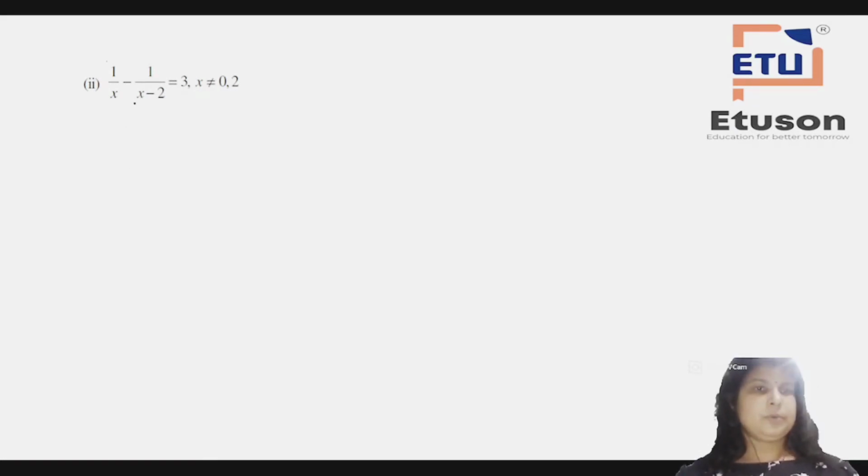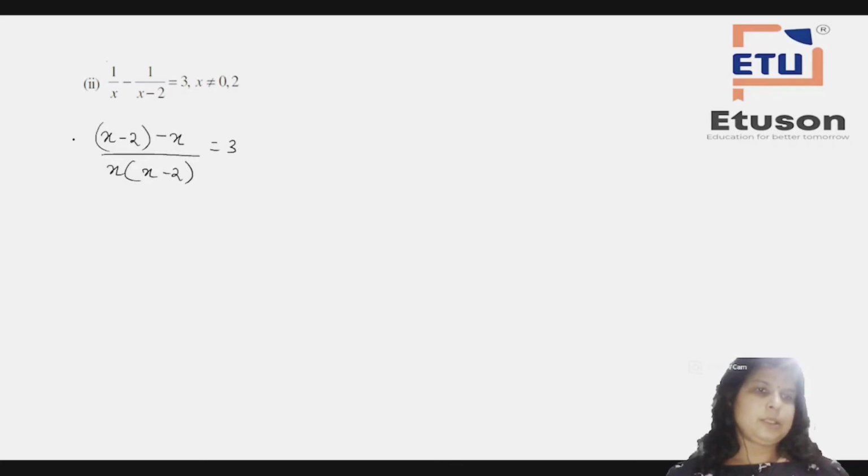Okay, so next. So first you have to bring it to quadratic form, right? So you have denominators x and x minus 2 respectively. So it will be x minus 2 minus x divided by x into x minus 2 is equal to 3.